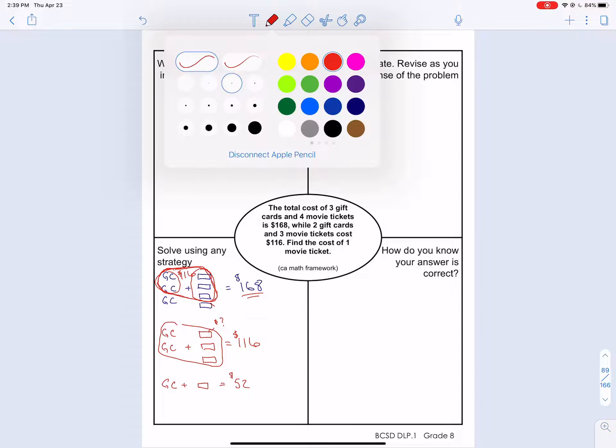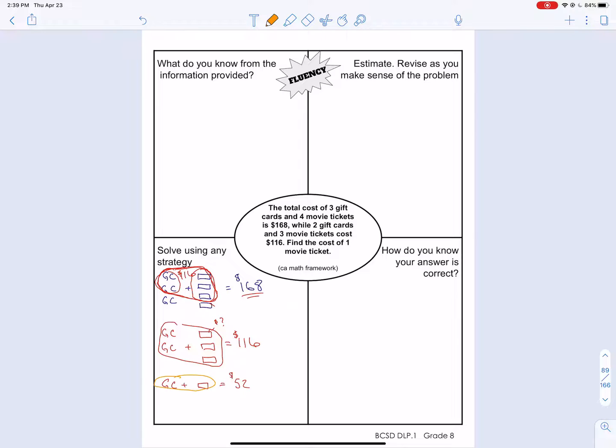Now we can make a new kind of bundle, a gift card and a ticket. We know that those together equal 52. We want to find just the cost of 1 ticket. So let's go back to our second scenario. Here's a bundle, that's 52. Here's another bundle, that's 52. So this is what we're looking for, that's our answer. If I have a 52 and a 52, these 2 bundles together would be $104. Whatever's left over must be the price of a movie ticket.